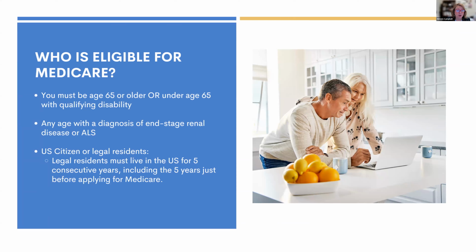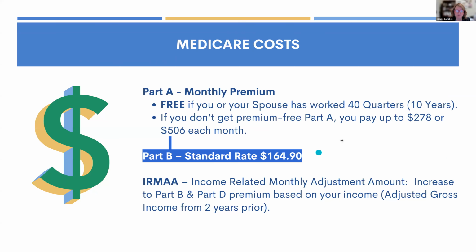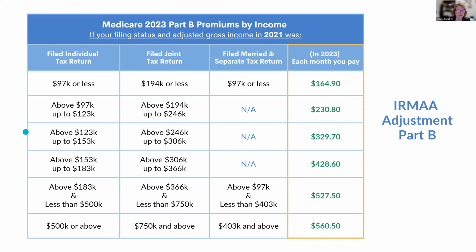So you're eligible at age 65, or under 65 if you have certain qualifying disabilities such as end-stage renal disease or ALS or Lou Gehrig's disease. You have to be a citizen or legal resident, and you must live in the U.S. for 5 consecutive years prior to applying for Medicare. Oh, sorry, I went too fast.